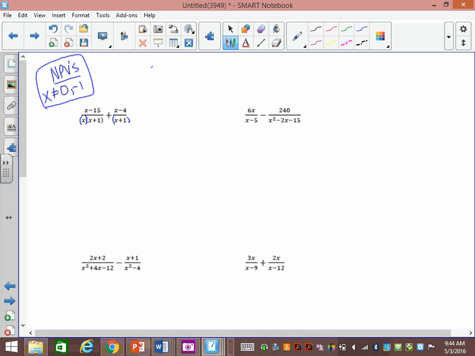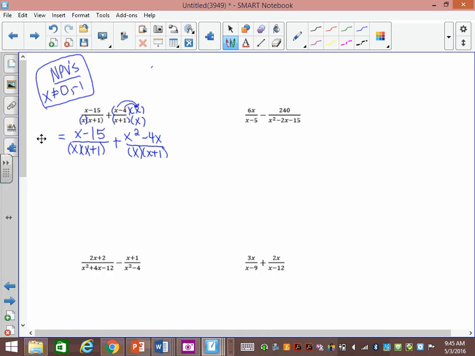Third step, I have to get common denominators or there's absolutely nothing I can do. So I have x and x plus 1, and the other one is x plus 1. So what can I do to the right side so that it looks like the left side? Multiply by x. And you have to do it to the top and the bottom. So you're going to get x minus 15 over x plus 1, plus x squared minus 4x over x plus 1.